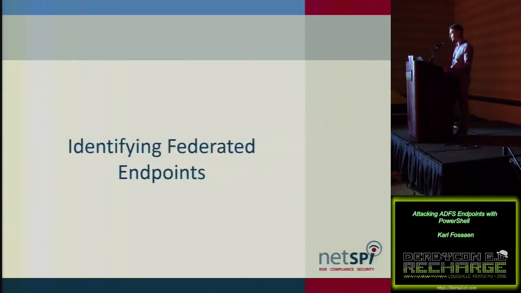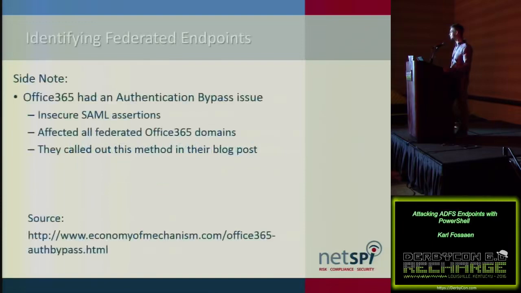So, starting things off, identifying federated endpoints is an interesting thing. We can actually ask Microsoft. In Office 365, they had an authentication bypass issue, and the person who wrote up the whole thing, well, you'll see here in a second, actually wrote up this whole method in that auth bypass blog post, and it was about a week before I was going to put a blog out about this. It was a really cool SAML assertions bug where they basically could get access to any federated Office 365 domain. I've got the link down here at the bottom.